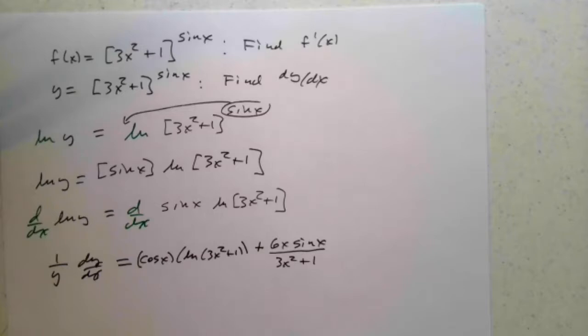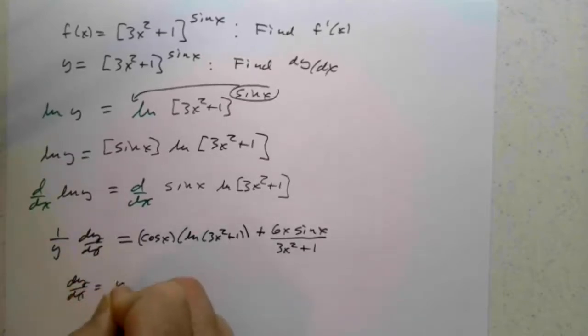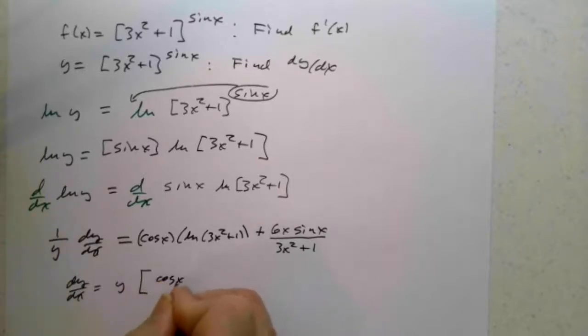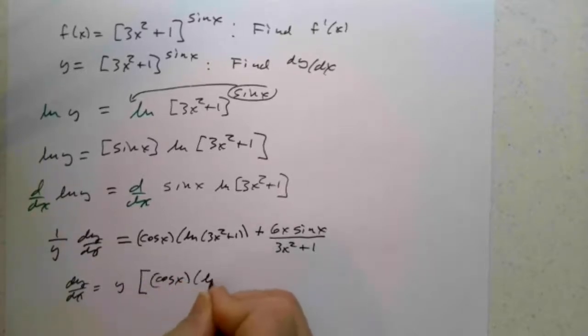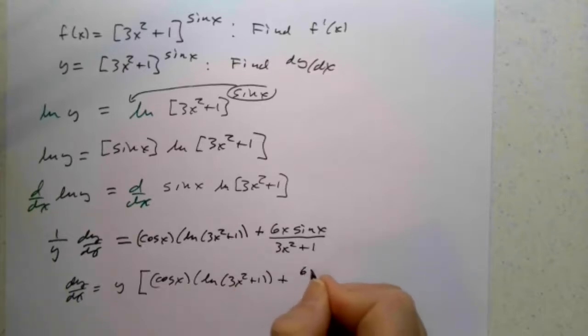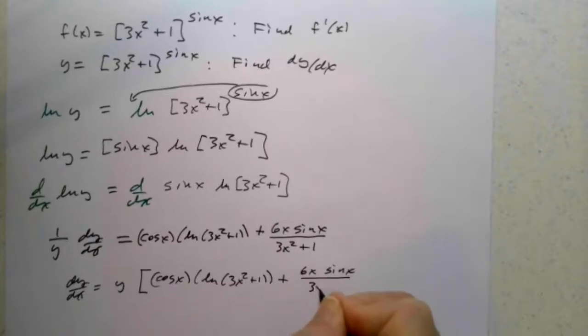And we're almost finished. What do we have to do? Multiply both sides by y. So if that's the case, dy/dx equals y times all of this: cos x times natural log of 3x squared plus 1, plus 6x sine x over 3x squared plus 1.